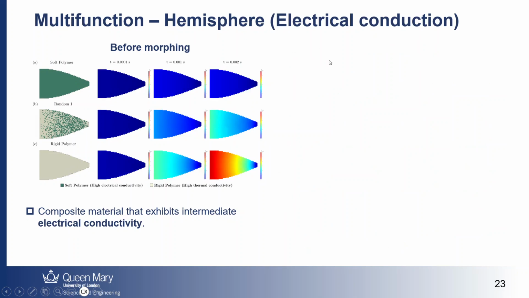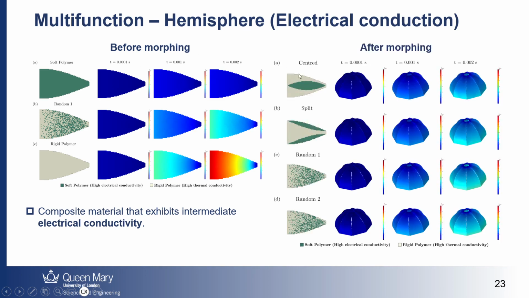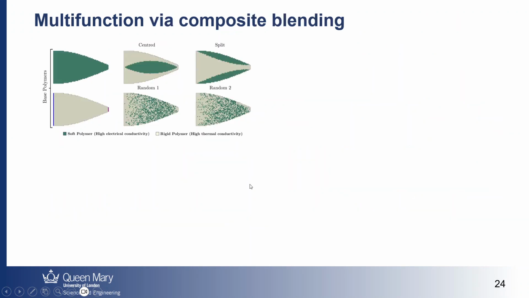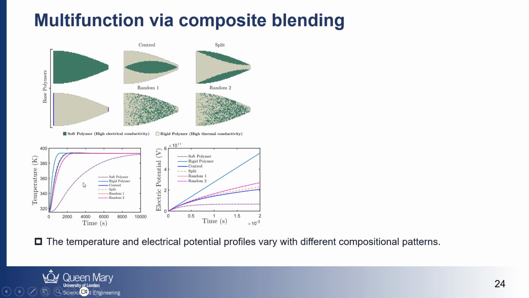And then we look at electric conduction. Again, we can compare their potential: soft material and rigid material show two extreme cases, and the random material shows intermediate electric conductivities. You can see the difference before morphing and after morphing, and after morphing there are again electric potentials across the petal. Looking at the quantitative measures, you can see the temperature profiles: soft materials are somewhere here, rigid material is the upper bound, and the random pattern and aggregated pattern sit in between. Similarly for the electric potential, it is a very similar case, sitting in between the two extreme cases.